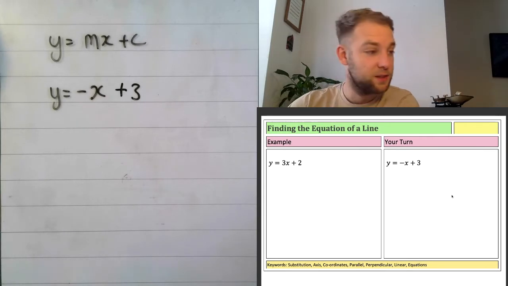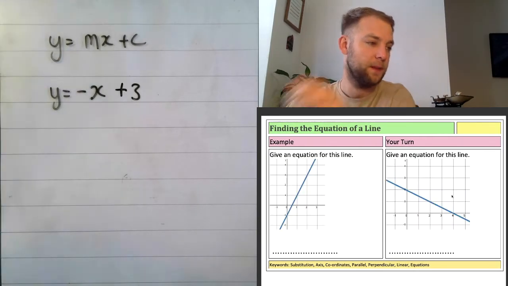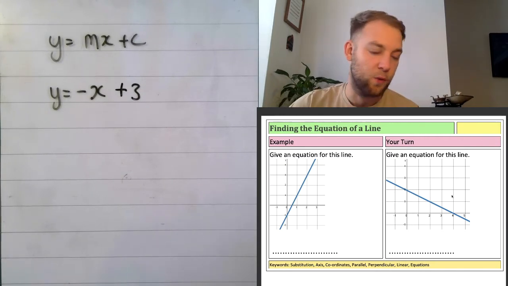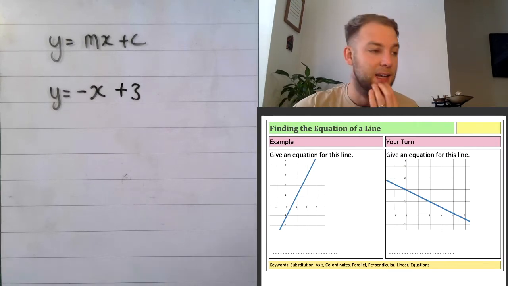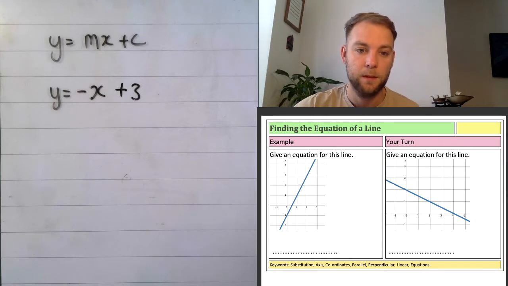So just check those answers. So 3x plus 2 and -x plus 3, super, brilliant. So give an equation for this line. Now, this one here is a little bit trickier because we've actually got the line. It's especially tricky for us doing it online because we've got to really see what's happening with this one.